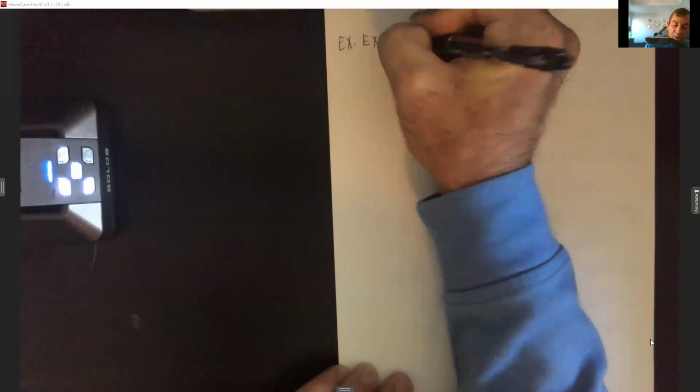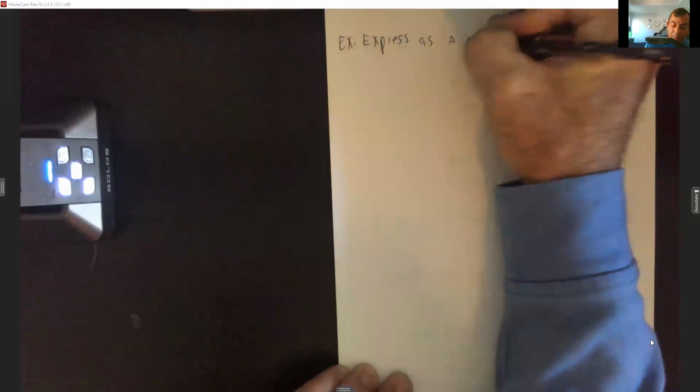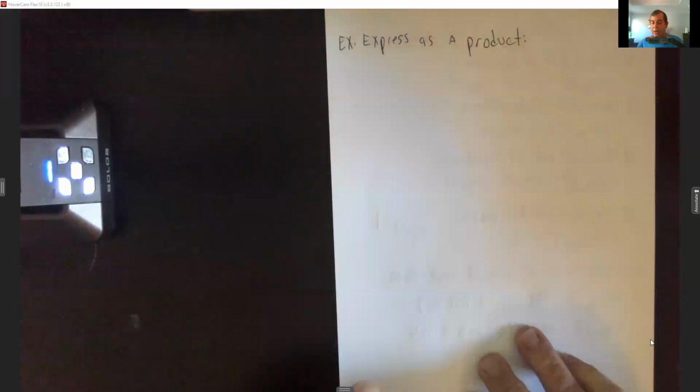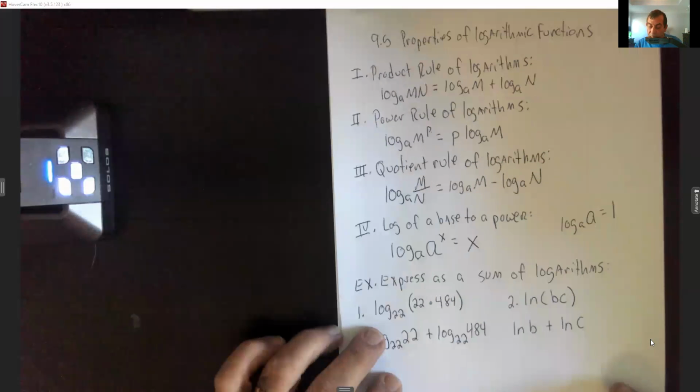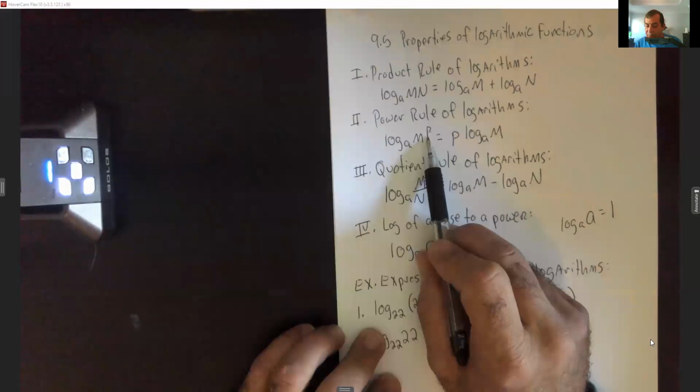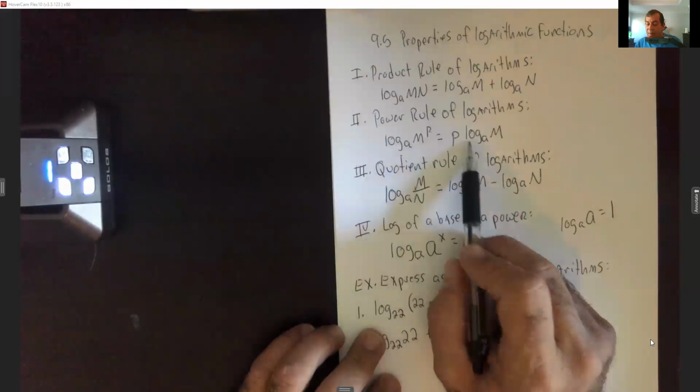All right, so the next one wants me to express as a product. And the one, let me turn back, that expresses anything as a product is the power rule. And all you're going to do is bring that exponent down and rewrite it as a product.